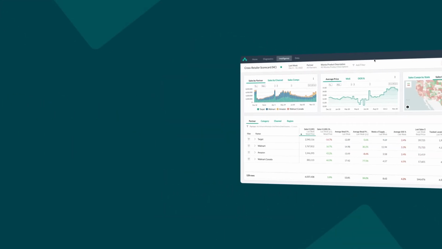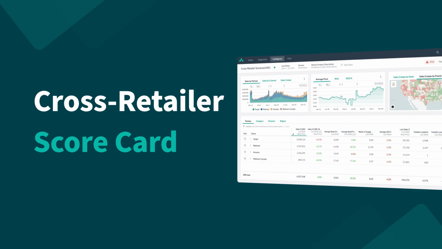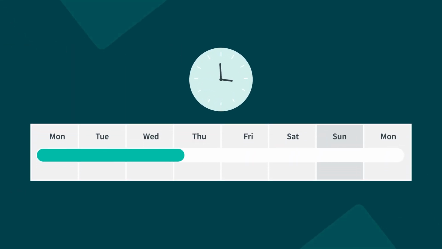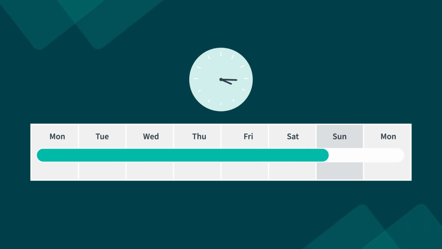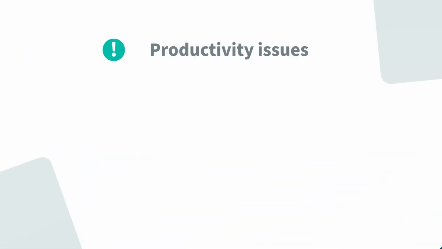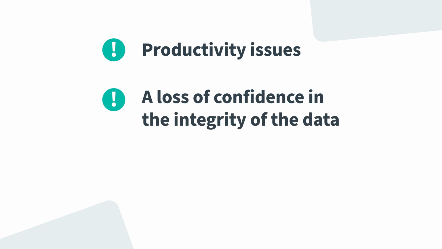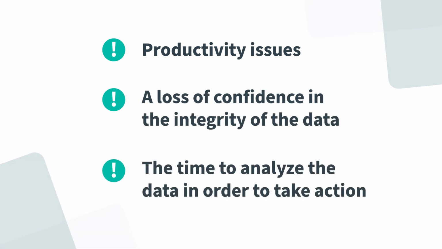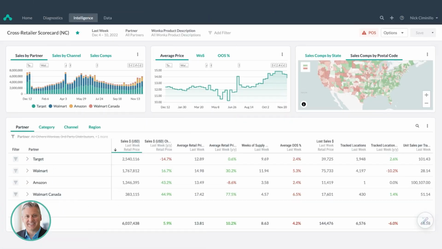When we first start working with our customers, we find that they spend countless hours each week trying to wrangle the data across multiple retailers so their teams can analyze the business on Monday morning. So this leads to a lot of productivity issues, a loss of confidence in the integrity of the data, and not to mention the time to analyze the data in order to take action. The objective of this dashboard is to compare the relative performance of each of your retail customers on a weekly basis so your teams can manage by exception.